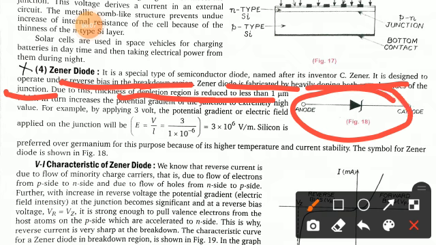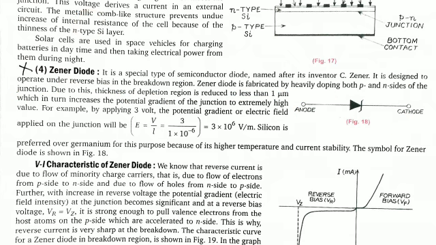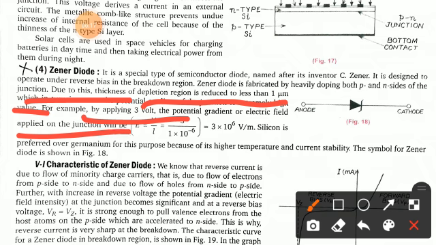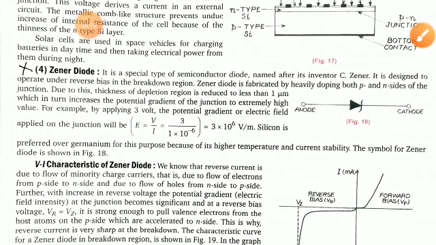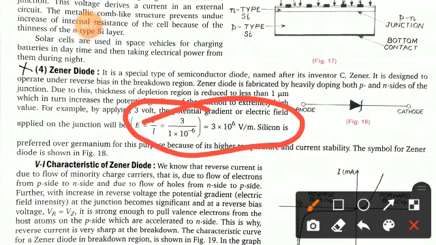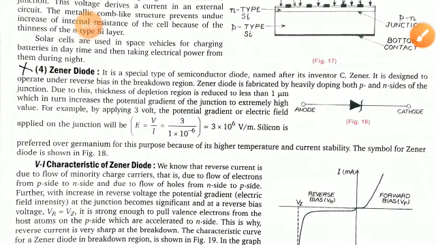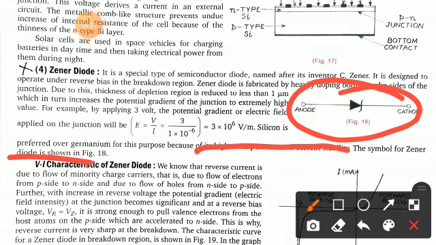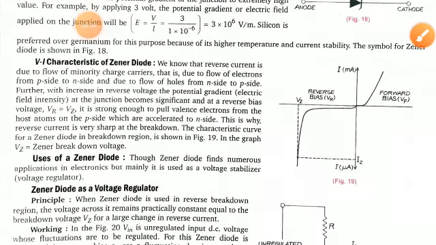This is the figure for the Zener diode, which in turn increases the potential gradient of the junction to an extremely high value. For example, by applying 3 volts, the potential gradient or electric field applied at the junction will be E equals V by L. You can easily find this out. Silicon is preferred over germanium for this purpose because of high temperature and current stability. This is the symbol for the Zener diode. Clear? And this is the voltage characteristic of a Zener diode.